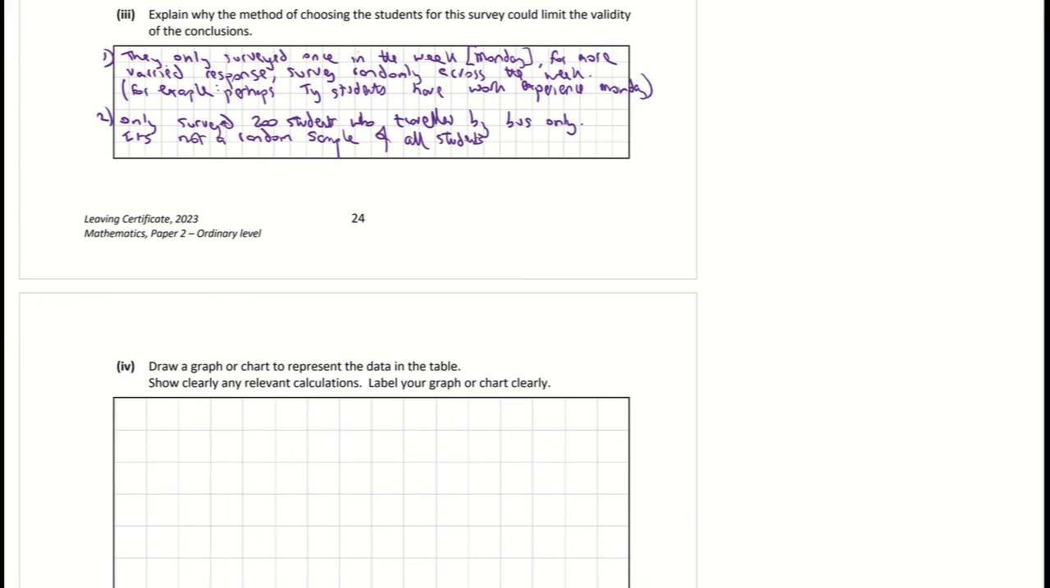Part 4, draw a graph or chart to represent the data in the table. Show clearly any relevant calculations. Label your graph or chart clearly. In this question I'm going to draw a histogram, because if we go back up to the very start, it's talking in minutes, which is time, which is continuous. That's why I'm drawing a histogram rather than a bar chart. We could also draw a pie chart if you wanted to. Any graph is acceptable here, so I'm just going to go with the histogram.